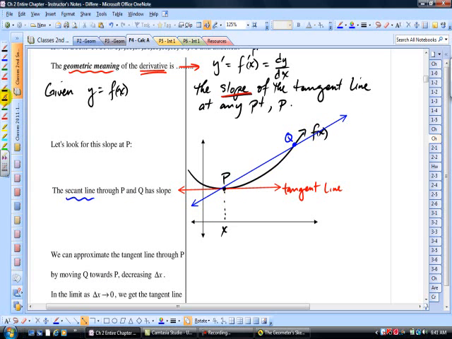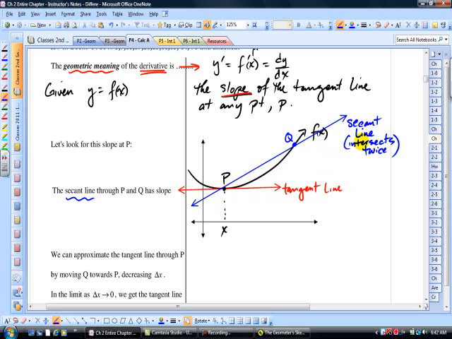This is called a secant line because it runs through the curve twice. It intersects twice, and thus we call it a secant line. You know that from geometry a couple years ago: the tangent line intersects the circle once and the secant line intersects twice. That's why we call the red line a tangent line and the blue line a secant line.